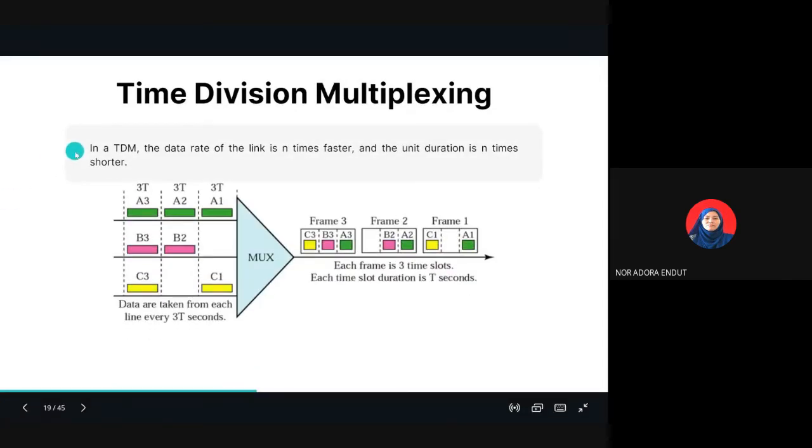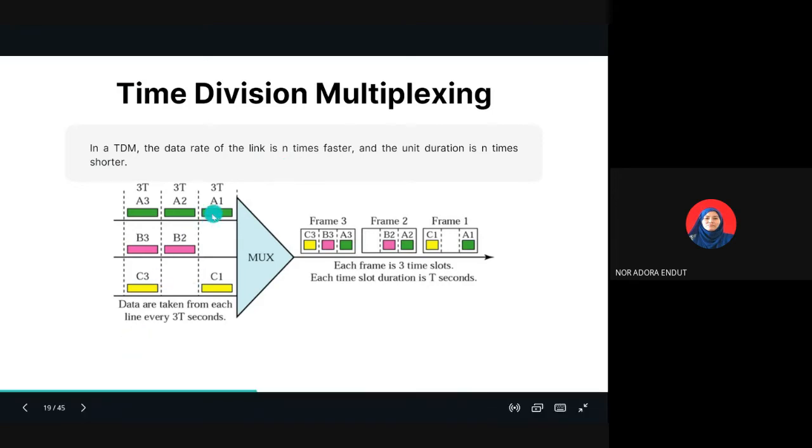Okay, so kalau tadi dekat analog kita kira the bandwidth. The bandwidth must be greater than the individual bandwidth of the sender. Okay, untuk digital signal, since it is a time division, so the data rate of the link. So berapa banyak kita nak hantar pada satu masa. Data rate kan macam bit rate. Okay, berapa bits that we can send at one particular period of time. So period of time dia 1 second. Okay, so the data rate of the link is n times faster and the unit duration is n times shorter. Okay, so the duration would be berkadar songsang lah dengan the data rate.